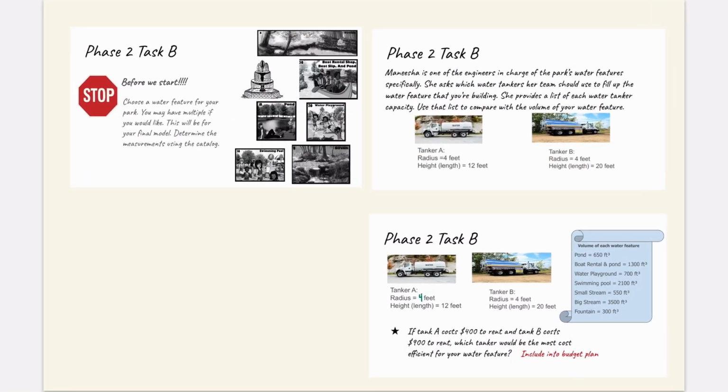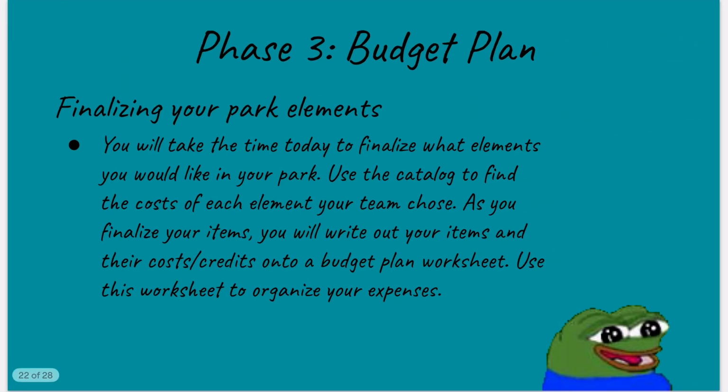Okay? Now, for phase 3 of our budget plan, you will take the time today to finalize what elements you would like in your park. So please make sure you finalize what elements you want. You're going to use the catalog to find those costs, those dollar values.